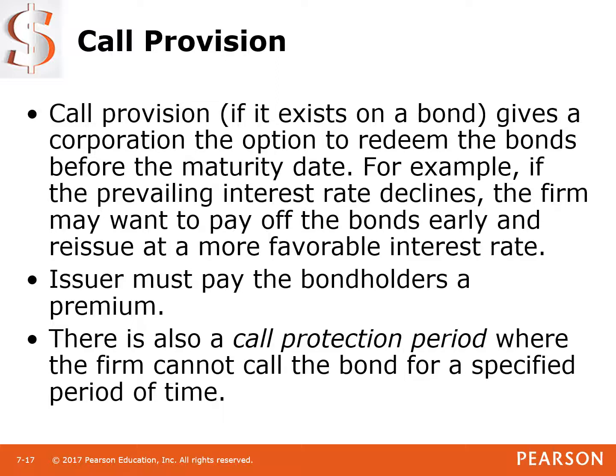So the corporation must pay the bondholders, usually we call it like a sugar of premium. You've got to entice them, right? And that's what sugar does. So we'll pay them a little bit more to get them to let us buy their bonds back. And we are allowed to do that because it's in the contract. There's also a call protection period where the firm cannot call the bond. So there is some protection there for the bondholders, but that's very important for a bondholder to know. Is there an opportunity for the corporation to pay this back early?